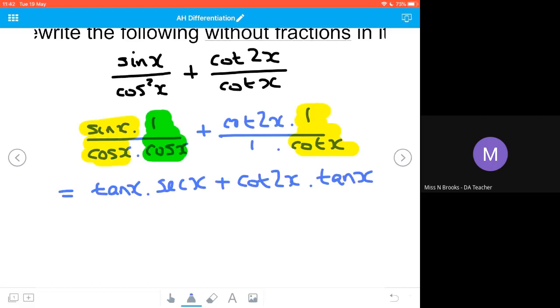Now I want to take out my highest common factor. So my highest common factor is tan x. And so that means that my final answer is going to be tan x, or the tangent of x, multiplied by the secant of x plus the cotangent of 2x.